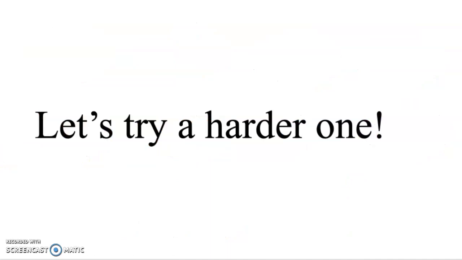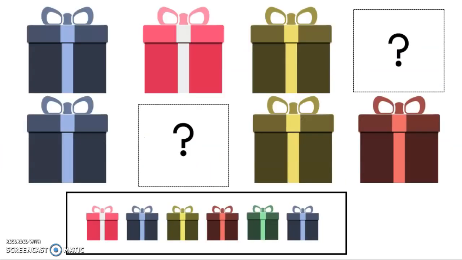Now, let's try a harder one. Next, we have these gift boxes. These are a bit more tricky. We have 2 missing spaces to complete this time. So, let's look at the pattern. Blue, blue, pink, blank, yellow, yellow, blank, red.